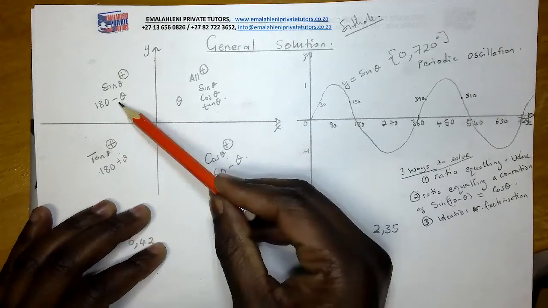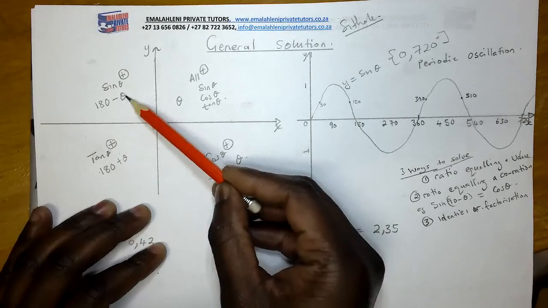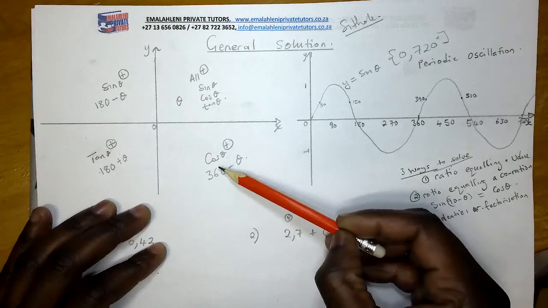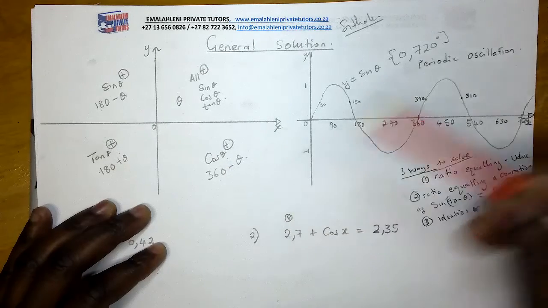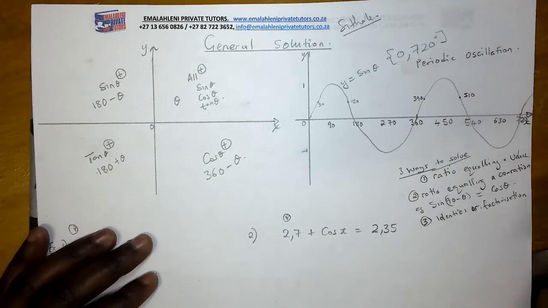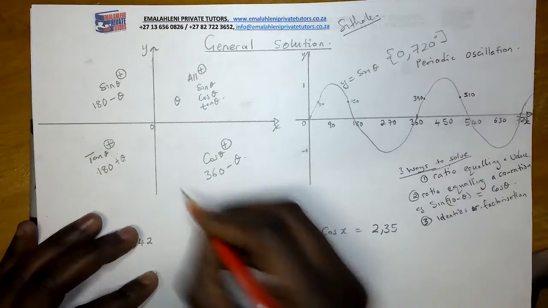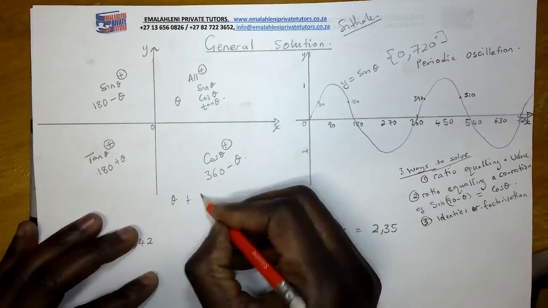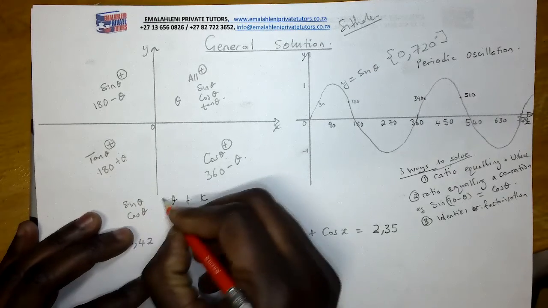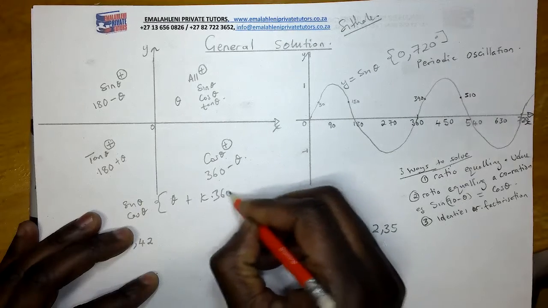And how do you get the corresponding angle? It's 180 minus theta for sine, 180 plus theta for tan, and 360 minus theta for cos. Now, whatever angle you get, you have theta plus k. So for sine and cos, you have plus k times 360.